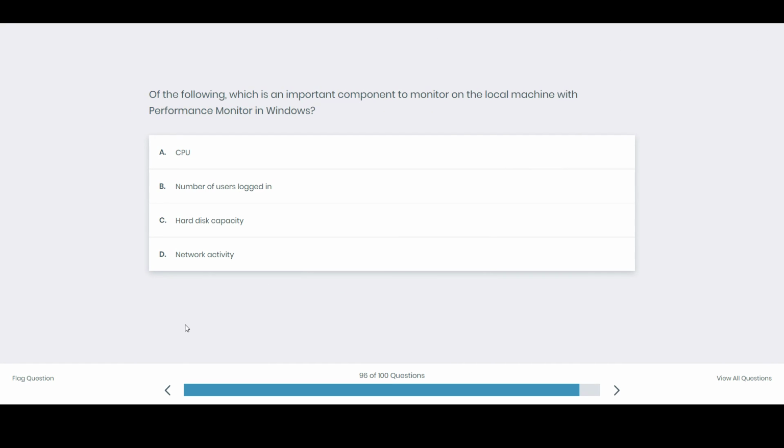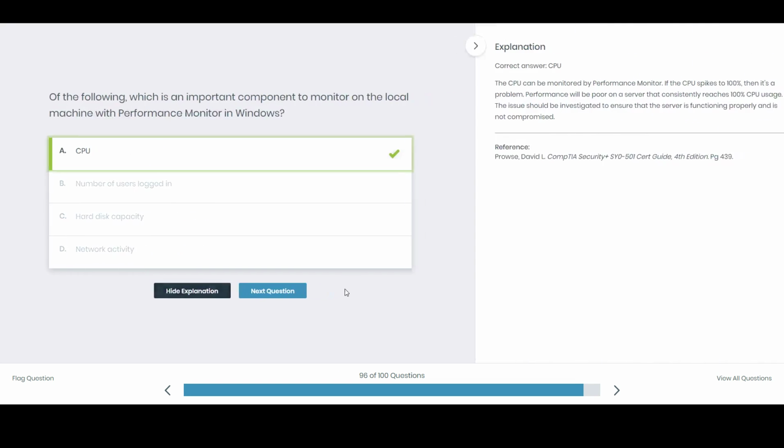Of the following, which is an important component to monitor a local machine with Performance Monitor in Windows? I think one of the following, which is an important component. This is a component, okay? Important component to monitor local machine performance. I think it's CPU, Central Processing Unit.